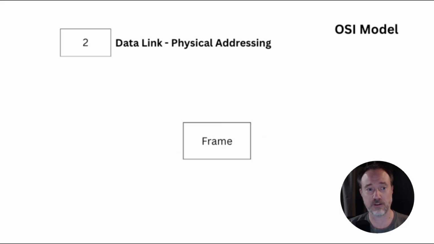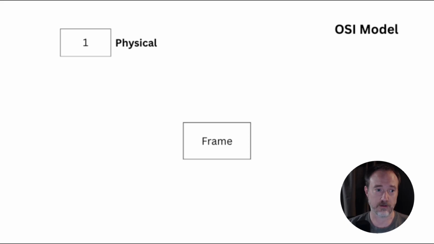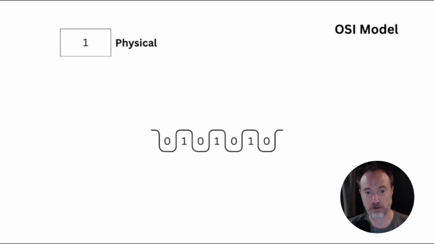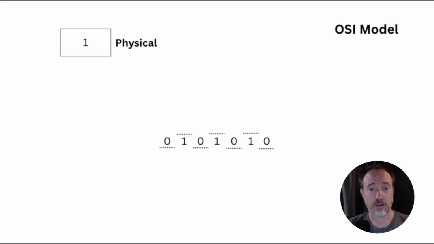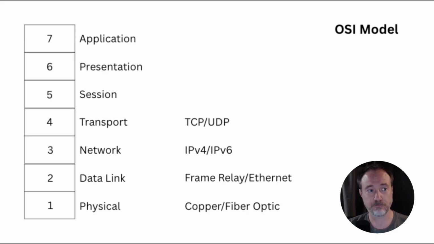Layer 2 is done with it now that it's turned it into a frame, and it hands it down to layer 1. Now we're at the physical layer. This is where all that information gets converted into whatever the transmission medium is. If we're using a copper cable, then this frame gets converted into electrical pulses representing ones and zeros and goes across the wire. If we're using an optical cable, for example, then they're pulses of light that represent the zeros and ones and get transmitted across the fiber optic cable.